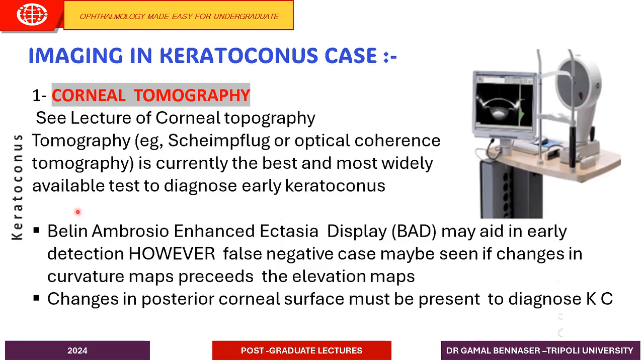Another gold standard is the Belin-Ambrósio Enhanced Ectasia display, which depends mainly on the elevation maps and is a very important tool for early detection of keratoconus. However, sometimes false negative cases can be seen in the BAD display, especially when the changes in curvature precede the changes in elevation, because it is mainly dependent on the elevation maps.